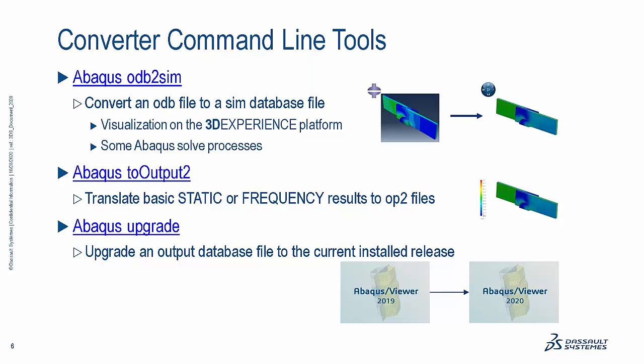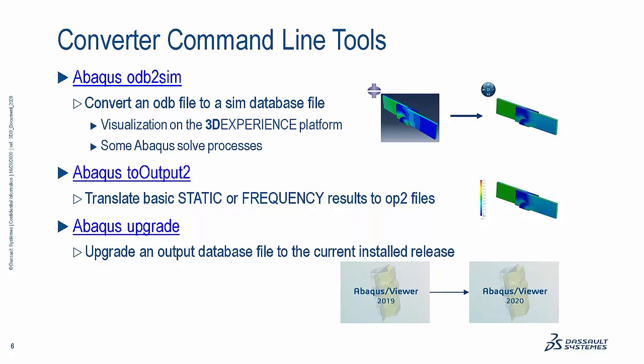As far as the converter command line tools go, in that first section we have Abaqus ODB to SIM, which allows you to convert an ODB file to a SIM database file. It allows you to visualize that post-processing data on the 3DEXPERIENCE platform. And again, that SIM database file is more HDF5 focused, and is able to handle much larger databases. The SIM file is also used for some specific Abaqus SALT processes, but it's not used at all for post-processing in Viewer.